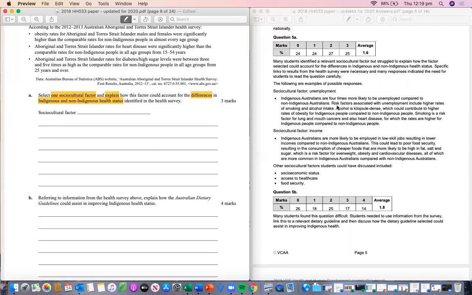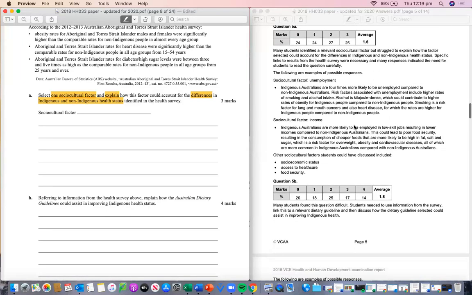Many students identified a relevant socio-cultural factor, but struggled to explain how the factor selected could account for the differences in Indigenous and non-Indigenous health status. Specific links to results from the health survey were necessary, and many responses indicated the need for students to read the question carefully. So, some examples of high possible responses.